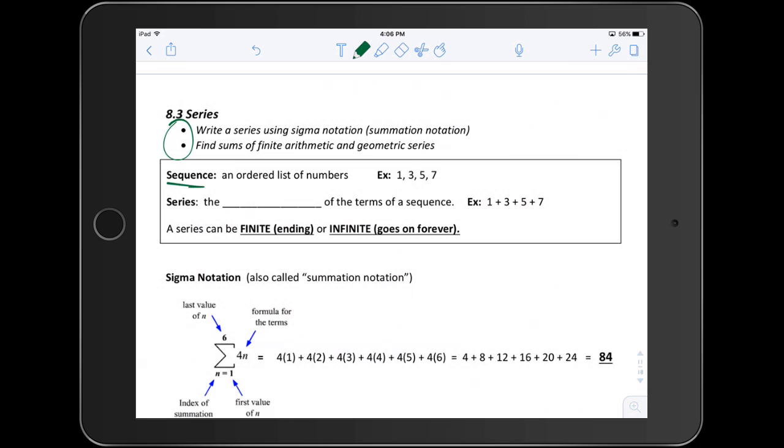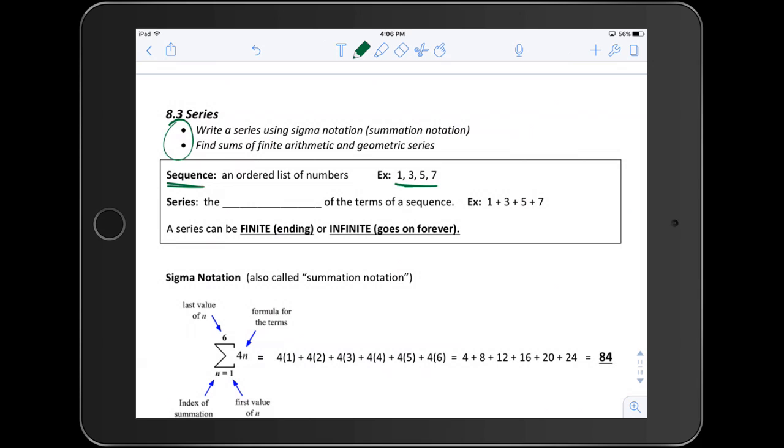A sequence, which is what we had just been talking about in section 8.1 with arithmetic and geometric sequences, and then in section 8.2 with recursive sequences, is just an order or a list of numbers with a certain pattern. Just like this, where you put commas between them, and you can see that you're going up by 2 there. Now, series is different.